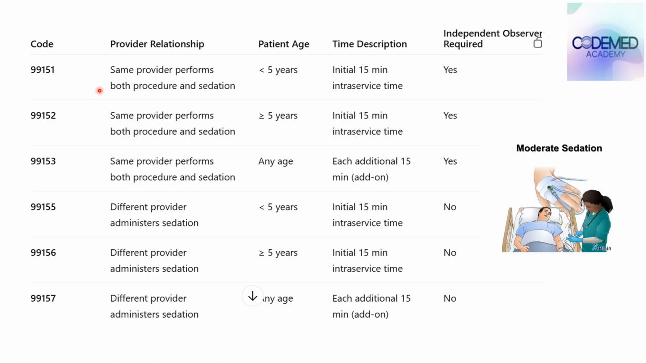Now let us look at these particular codes, and you will see that all the codes depend on the three important points. Who has given the moderate sedation, what is the age of the patient, and what is the time. So here it is the same provider, and these are for the different provider. And above 5 years, less than 5 years, any age.